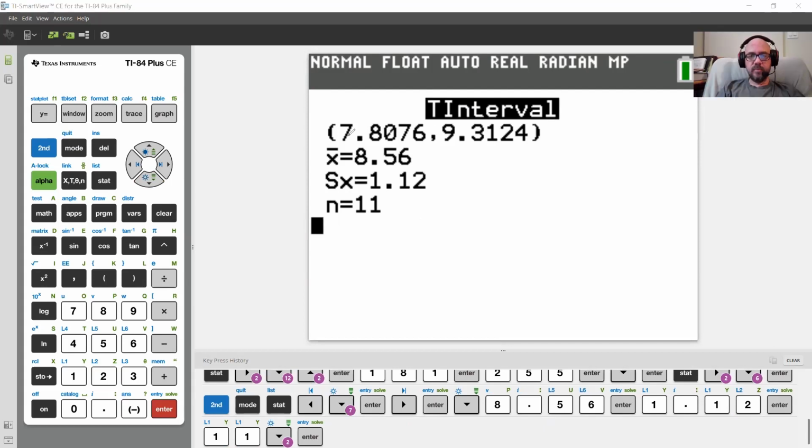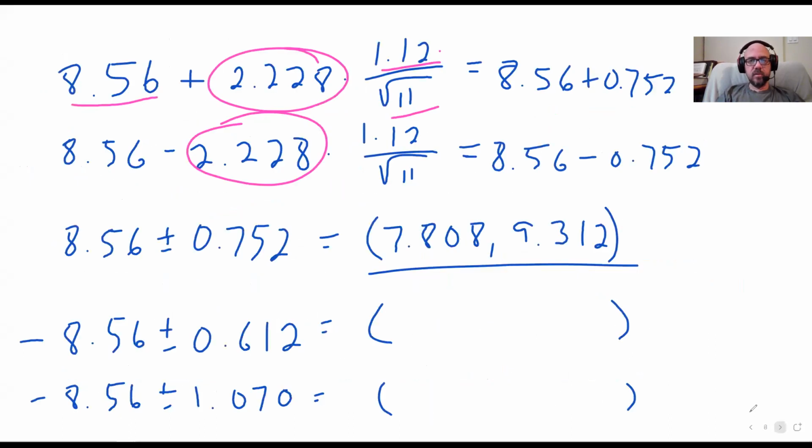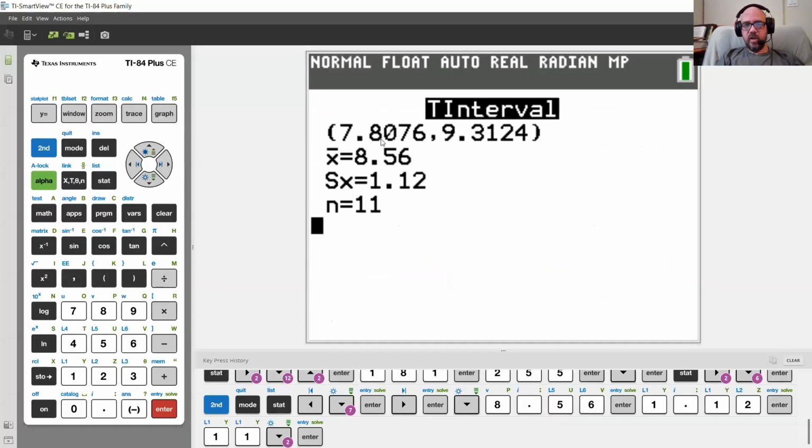I rounded off a little bit, right? So mine are very slightly different. So we had 7.808 to 9.312, right? So a tiny little bit of rounding difference, but 7.808. Oh no, look at that. So exactly the same thing. So a tiny bit of rounding difference, but nothing consequential.